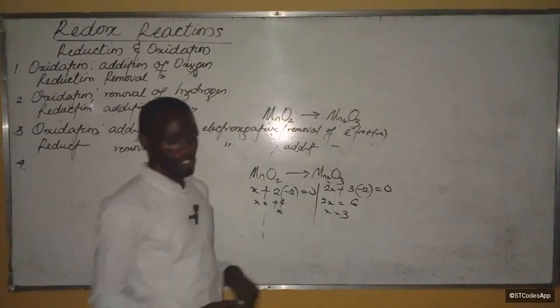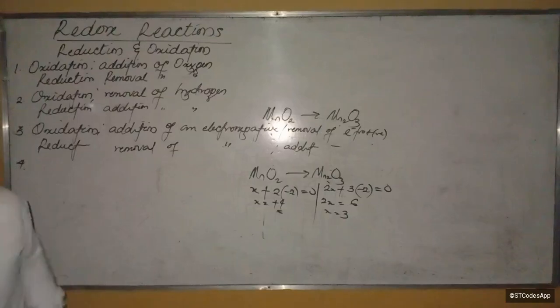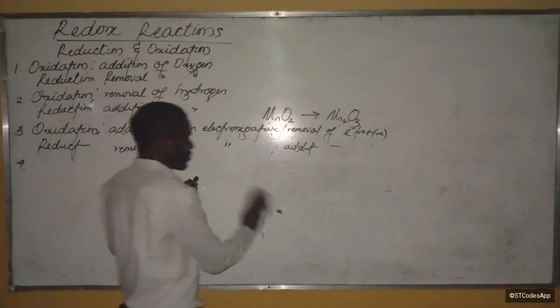So it means that Mn is reduced. But that's not what I want, because in this case, we know it's oxidation because there's addition of oxygen. I want to use a more valid equation. Let me use this one.